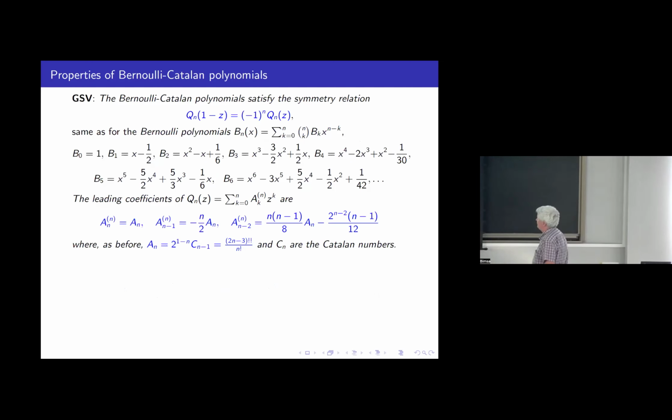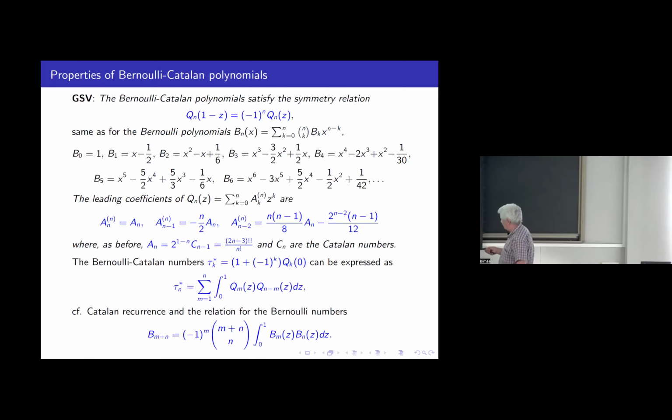Okay. So this is the property. They have properties of Bernoulli numbers, symmetry, and these are Bernoulli polynomials, right? And we can define the leading coefficient, and they are expressed in terms of Catalan numbers. You see, plus something.